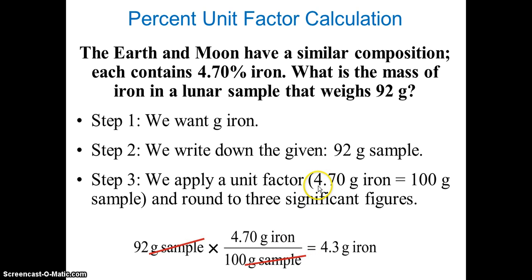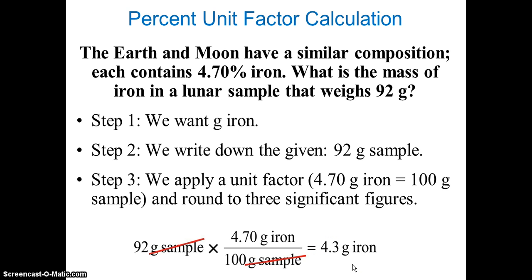You know the equation: 4.7 grams of iron equals 100 grams of sample. And you can round to 3 significant figures. So you can see 4.7 grams of iron divided by 100 grams of sample. The way we set it up, grams of sample cancels, and when you multiply and then divide by 100, you get 4.3 grams of iron.